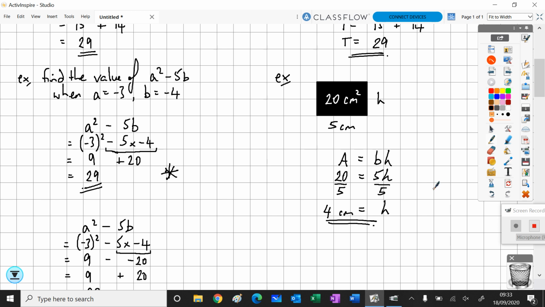But the key thing here is that you know how to substitute into the equation. Yes, you can do that one in your head, but very quickly the questions become too difficult to do in your head, and so you need a standard method. This is it.